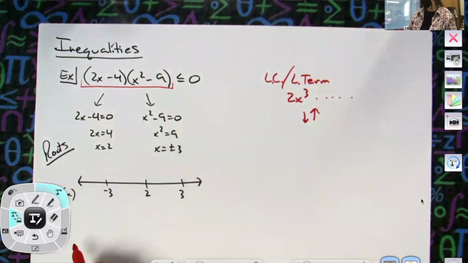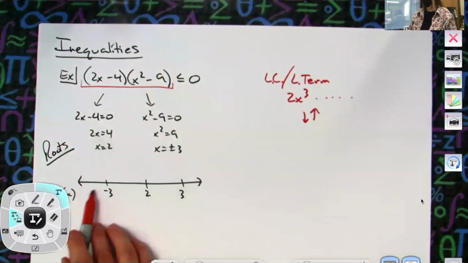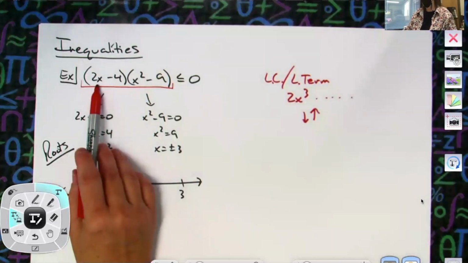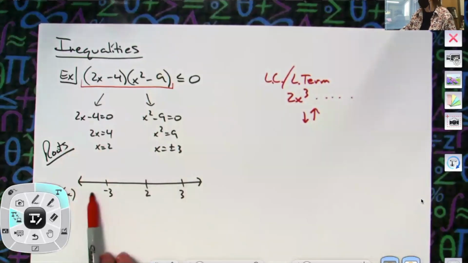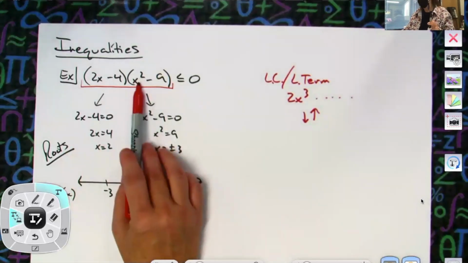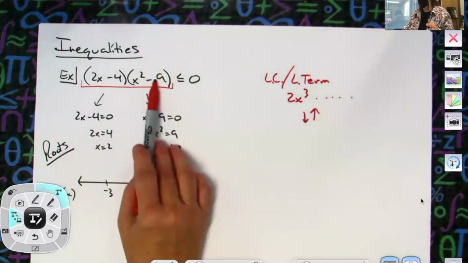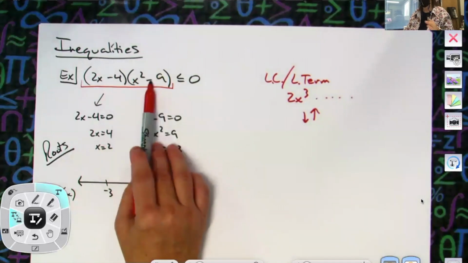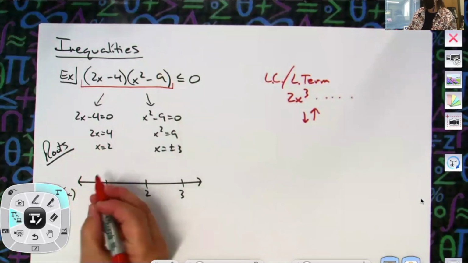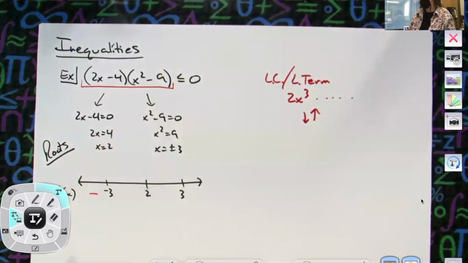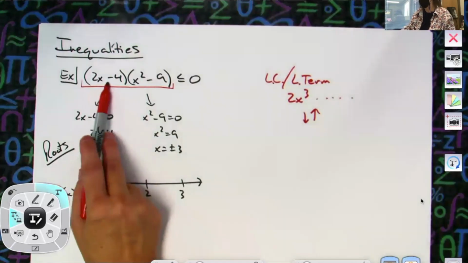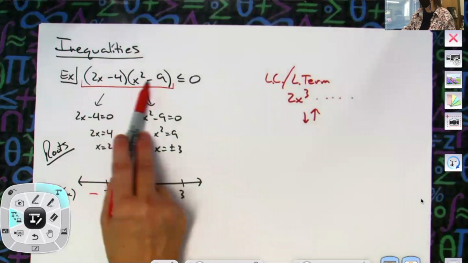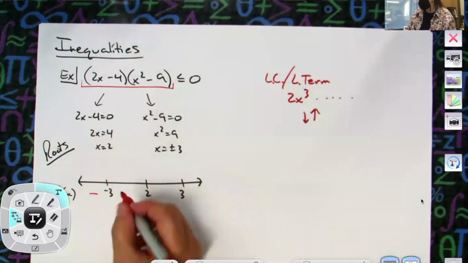So let's plug in a really big negative number. A really big negative number here is going to make this whole thing negative, right? Don't let me make a mistake here. A really big negative number here, a really big negative number squared, positive, minus 9, this is going to be positive. So negative times positive, the overall thing is negative. On this one, I'd probably plug in 0. If I plug in 0, this term is negative, and this term's negative. Negative times negative is going to be positive.